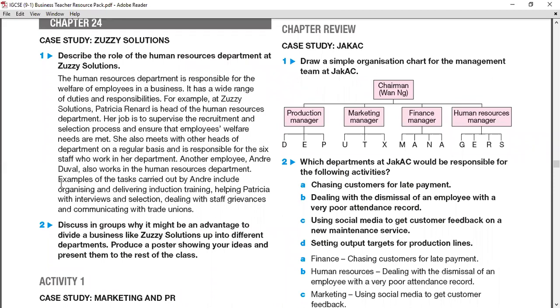Another employee, Andre Rural, also works in the human resource department. Examples of the tasks carried out by Andre include organizing and delivering induction training, helping Patricia with the interviews and selection, dealing with staff grievances, and communicating with the trade union. He acts as the liaison with the trade union, so communication, right? Okay. So this is important.